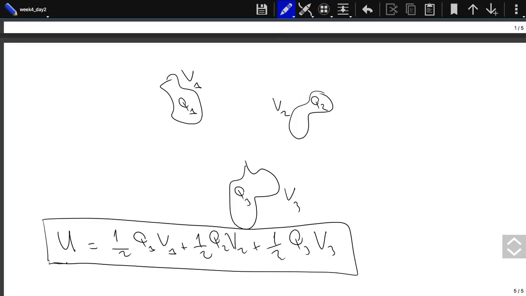Now this will be an important property that we will be using next week: the energy stored in an arbitrary charge distribution, as long as the charges are on conductors. Now, any questions on this one?